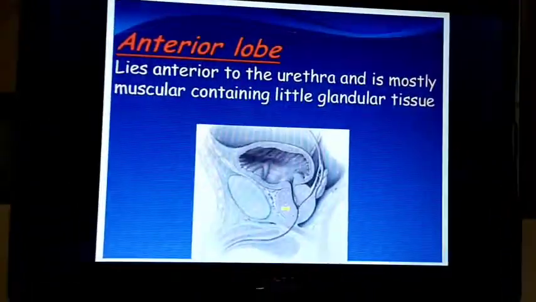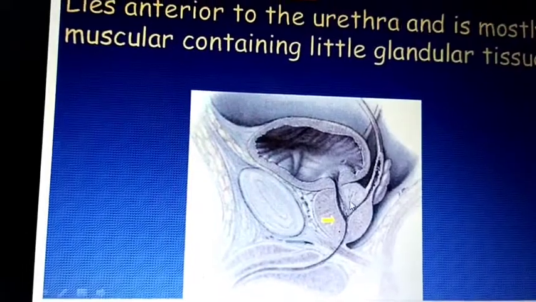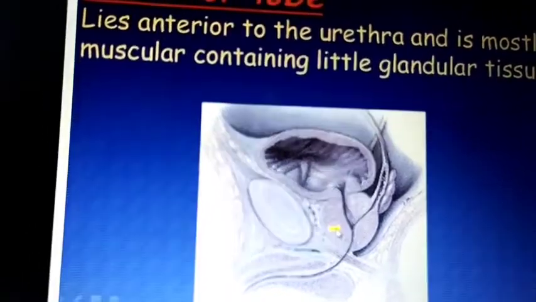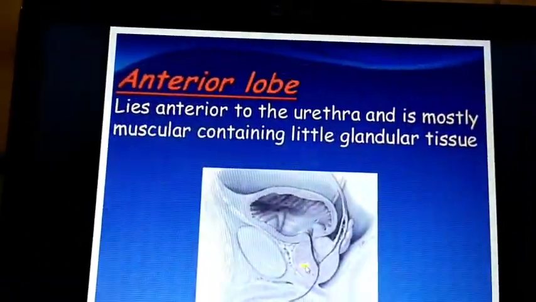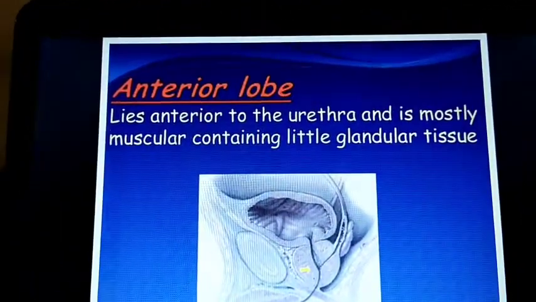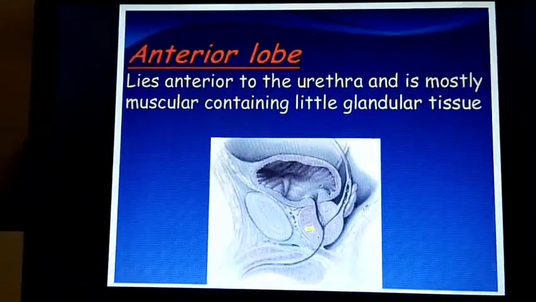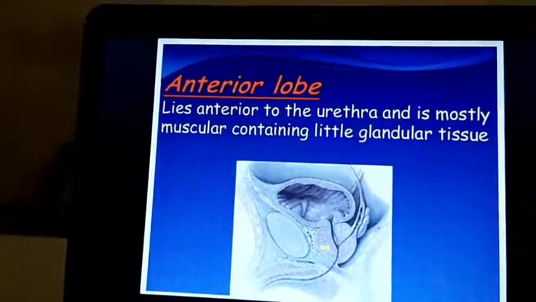Now we can go for the anterior lobe. What you can see marked here is the anterior lobe. The anterior lobe lies anterior to the urethra, and it is mostly muscular, containing little glandular tissue. I already explained that the anterior and posterior lobes are fibromuscular.